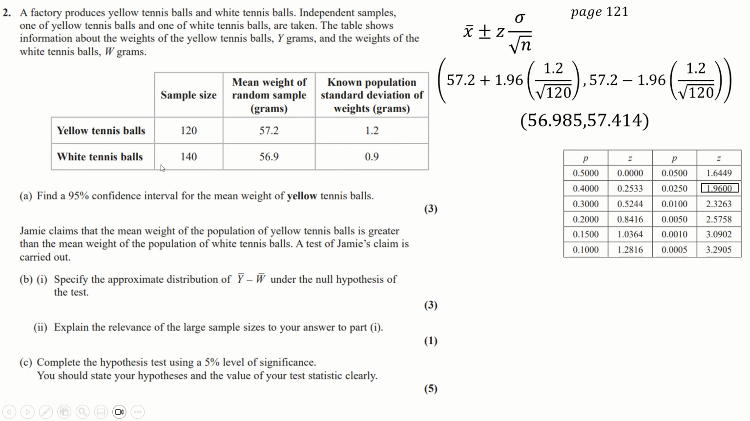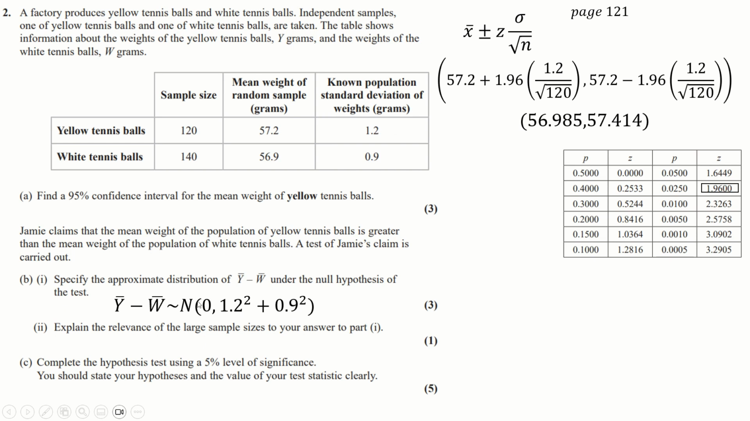Now, Jamie is claiming that the population of yellow balls has a greater mean than the white, and we're going to test this. But first, it's asking us to specify the distribution of y bar minus w bar under the null hypothesis. Now, the null hypothesis is that the means are the same. So the mean of this will be 0, because the same thing minus this alpha is 0. The variances, no matter whether you take away or add, always add. So the variance of this is 1.2 squared, because that's the standard deviation, so we square it for the variance, plus this one squared, and we get our new normal distribution here.